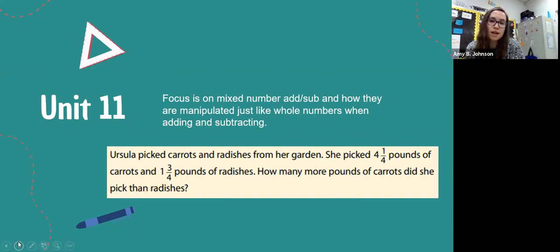Ursula picked carrots and radishes from her garden. She picked 4 1/4 pounds of carrots and 1 3/4 pounds of radishes. How many more pounds of carrots did she pick than radishes? So students will decide what operation they need to use, addition or subtraction, and then they will be able to add and subtract those mixed numbers just as they would whole numbers. So that whole number understanding will help them with this.